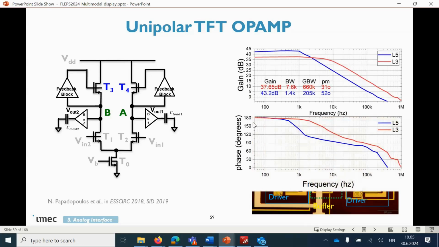And we measured this, and we measured also the frequency response, and we designed carefully, and we saw that especially for the L5 version, the gain goes up to 42 dB, and also it's stable, so it has a phase margin of 52, which means that the circuit will not start oscillating when you use it at the output.